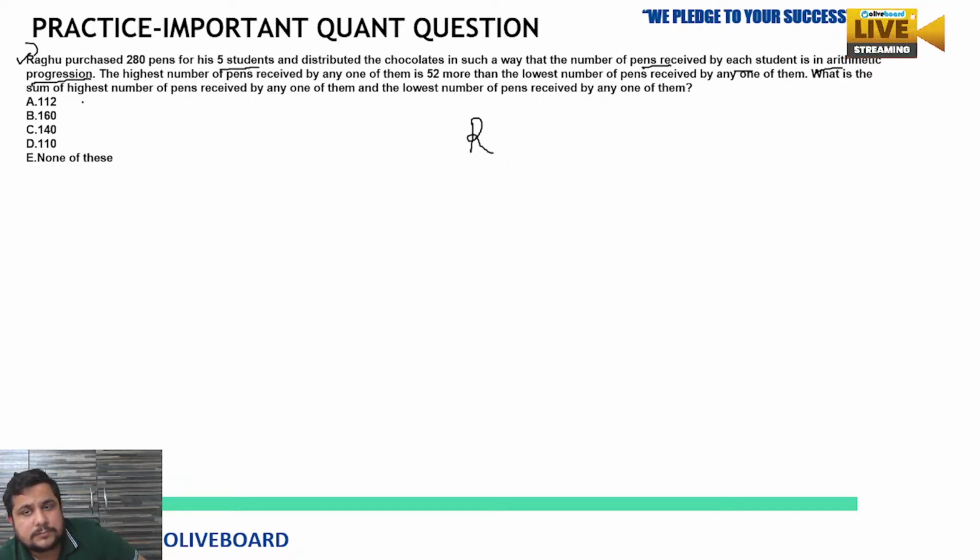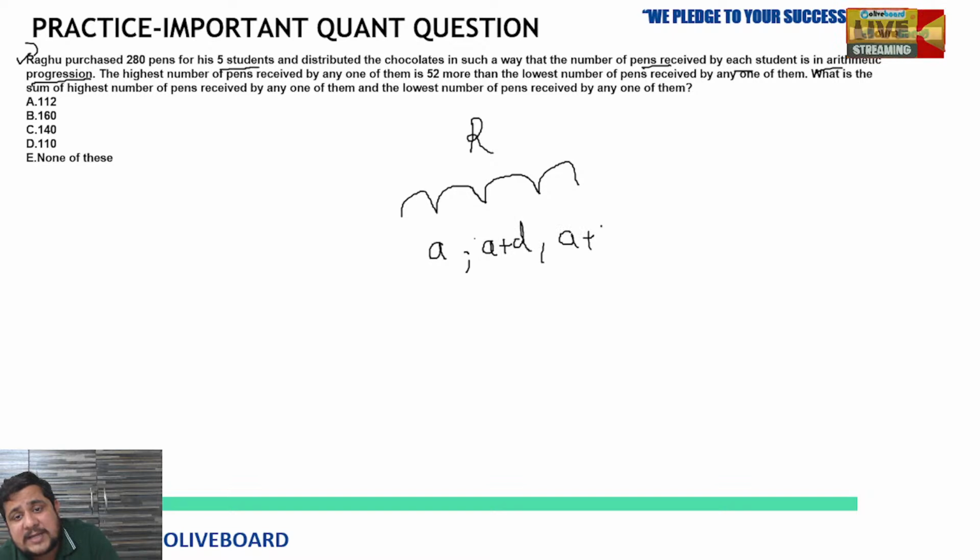Here, arithmetic means the difference is constant, the same from first to second, second to third, third to fourth, fourth to fifth. If I say the first value is A, first he distributed A. The next would be A plus D, then the third would be A plus 2D, the fourth would be A plus 3D, and the fifth would be A plus 4D.